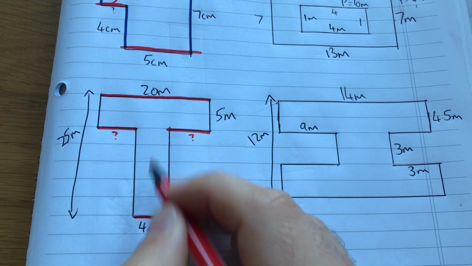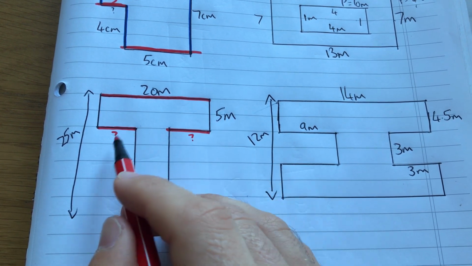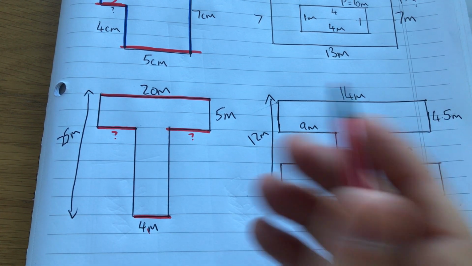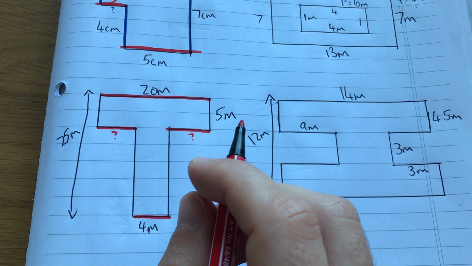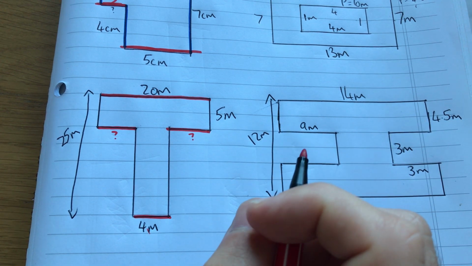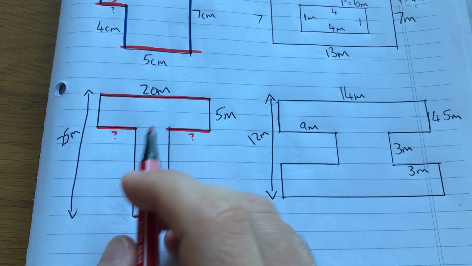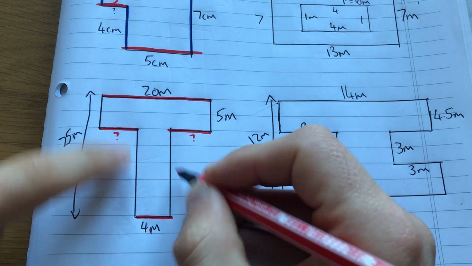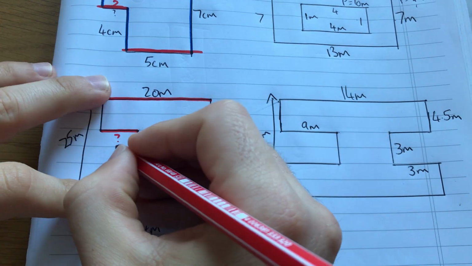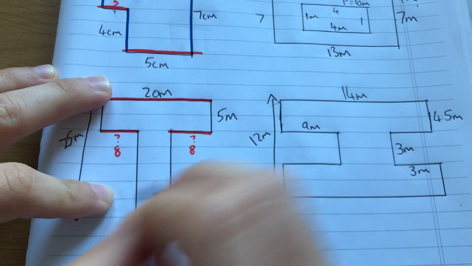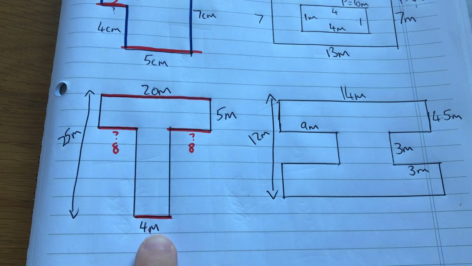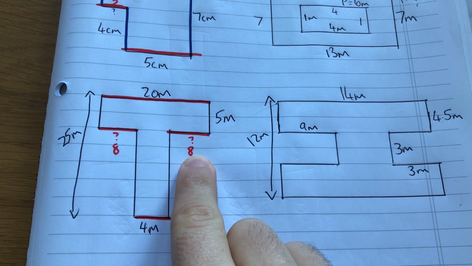Now, this is clearly central. So if you've got 16 left and you've got 2 missing things, well, divide it by the 2. So what goes into 16 twice? 8. Now, if you put 8 there and 8 there, that does make that central, doesn't it? Because you've got equal sides. So that's 8 and that's 8. You can always check. 8, 12, 20.